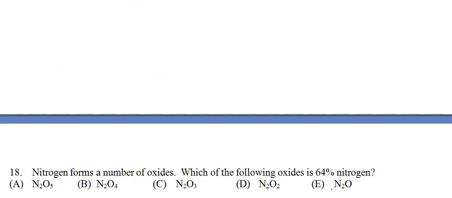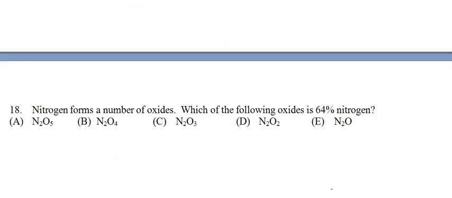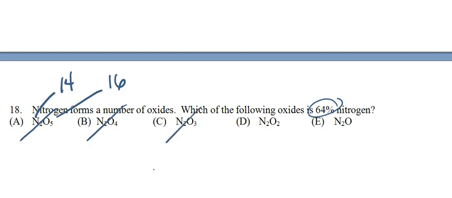Alrighty. Number 18. Nitrogen forms a number of oxides. Which of the following oxides is 64% nitrogen? Let's remember that nitrogen has a molar mass of 14 grams for each one. Oxygen is around 16. So what we're looking for is more nitrogen than oxygen. So that one's out, because again, we're looking for 64%. That one's out. That's getting almost to 50%. Here it's a little bit below 50%, so by the luck of the draw, there we go.